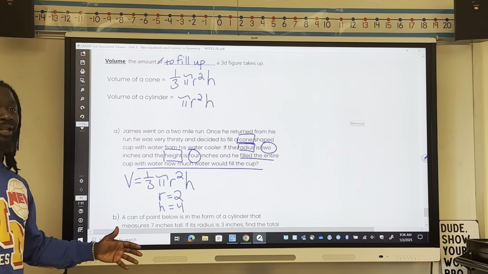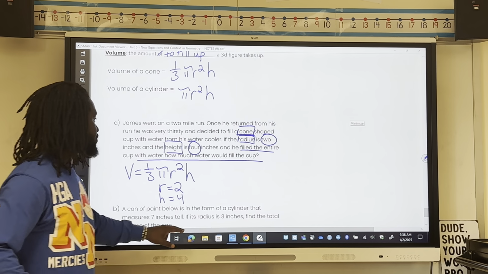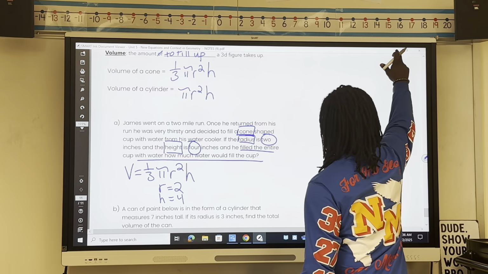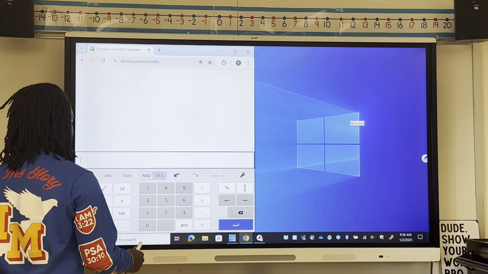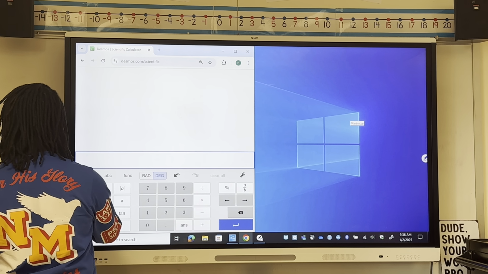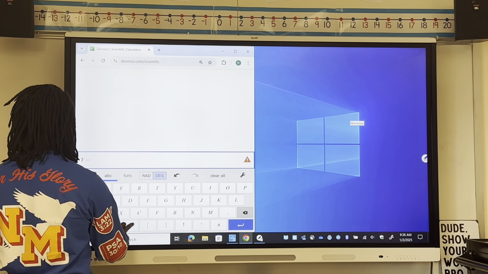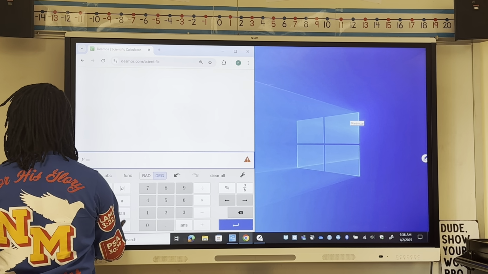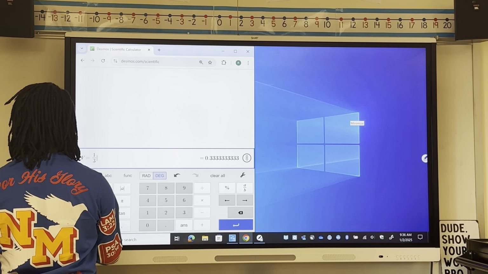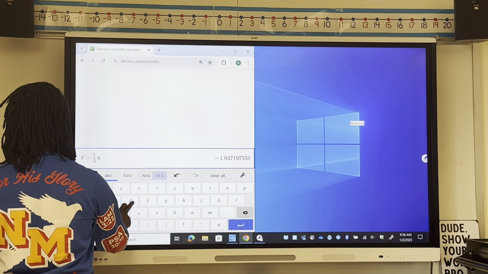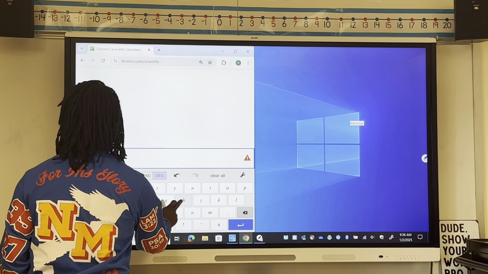And so, friends, all I have to do is plug that into my calculator, into Desmos. So that's what we're going to do. Radius is 2, height is 4. All right, so let's put in our formula. The formula for volume equals 1/3 pi r squared times the height, okay?